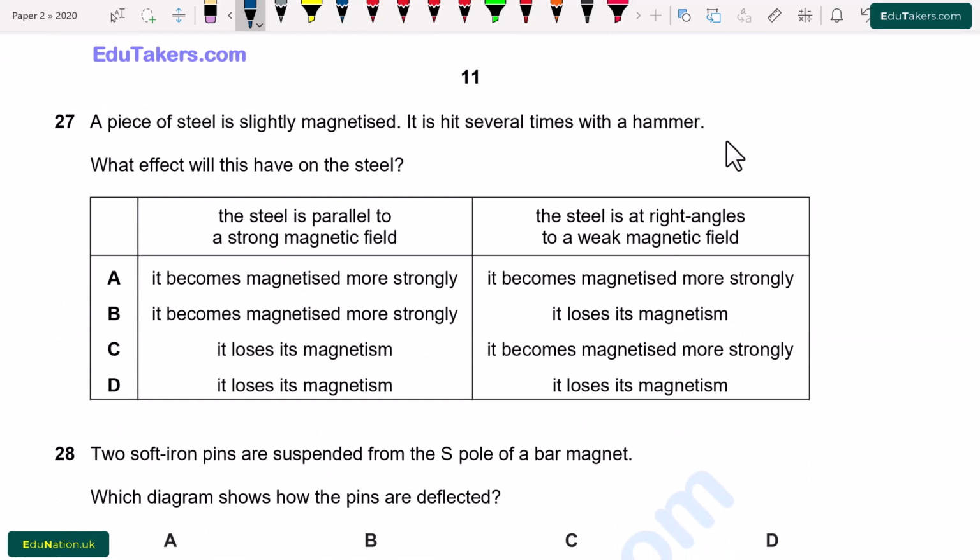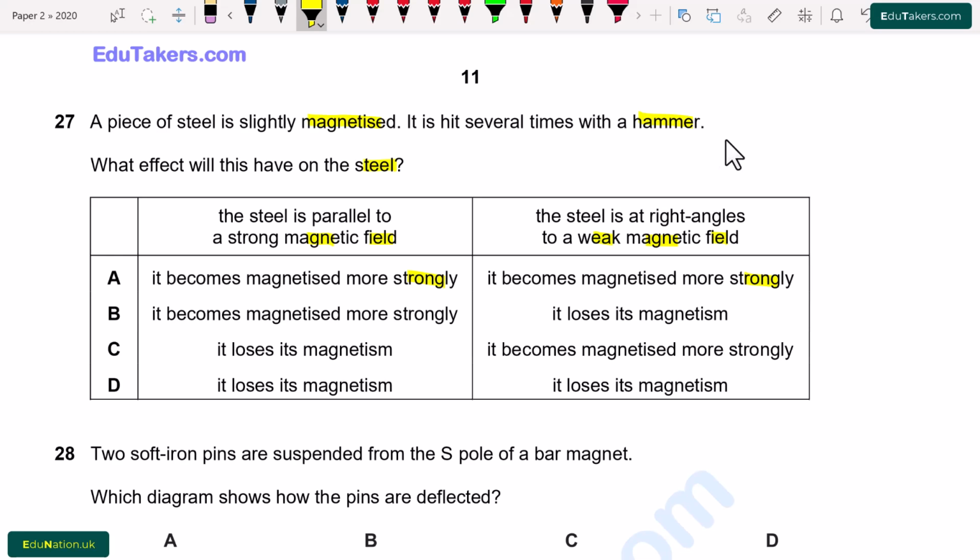Question number 27. A piece of steel is slightly magnetized. It is hit several times with a hammer. What effect will this have on the steel? The steel is parallel to a strong magnetic field. The steel is at right angle to a weak magnetic field. Option A, it becomes magnetized more strongly. It becomes magnetized more strongly.